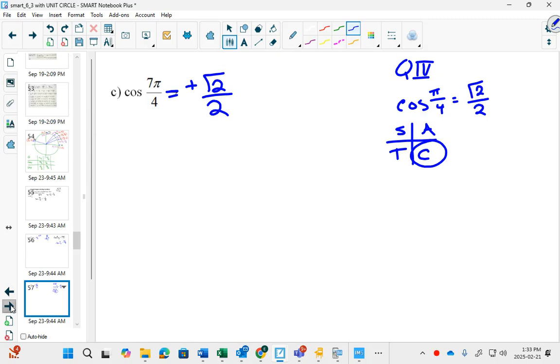You don't have to write that positive sign there. I just put it to show that I thought about it. I reminded myself, oh, you did think about that. You didn't just write root 2 over 2 without thinking.